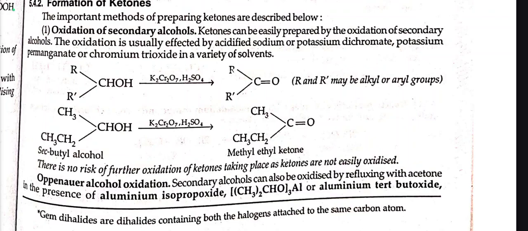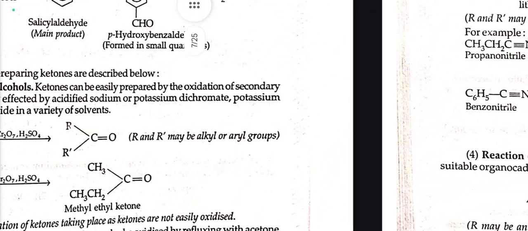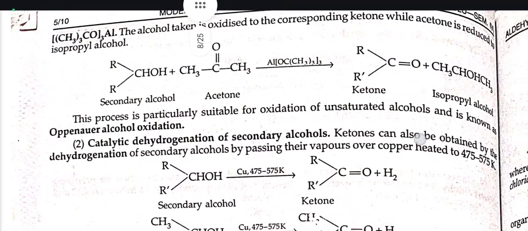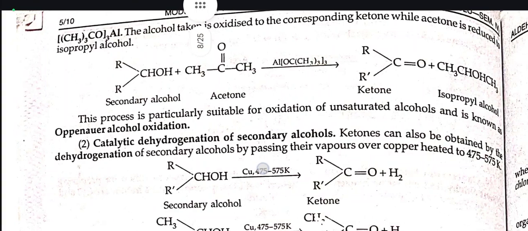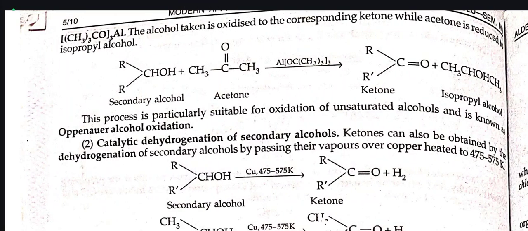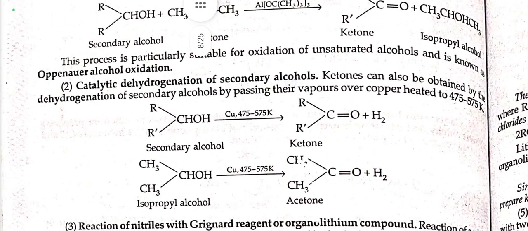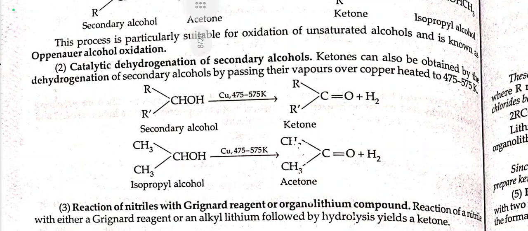Oppenauer oxidation. Secondary alcohols can also be oxidized by refluxing with acetone in the presence of aluminium isopropoxide or aluminium tert-butoxide. The alcohol is oxidized to the corresponding ketone while acetone is reduced to isopropyl alcohol. This process is particularly suitable for oxidation of unsaturated alcohols and is known as Oppenauer oxidation. Second method is catalytic dehydrogenation of secondary alcohols.